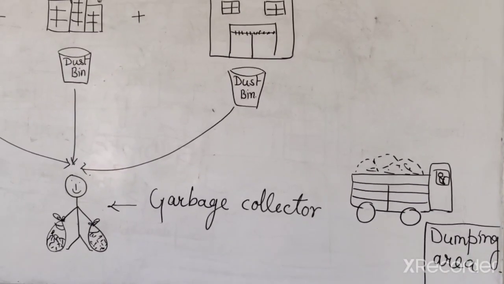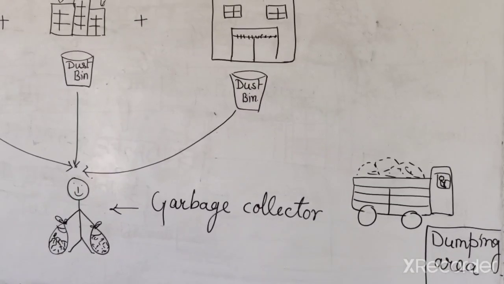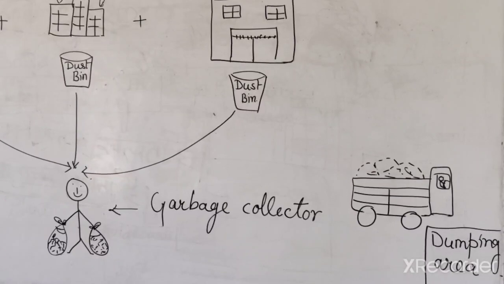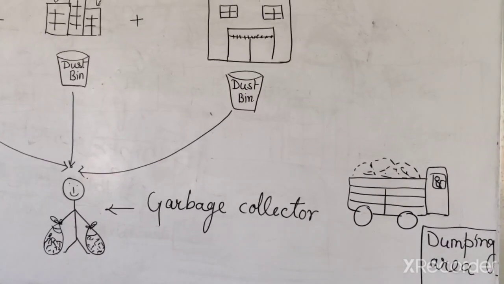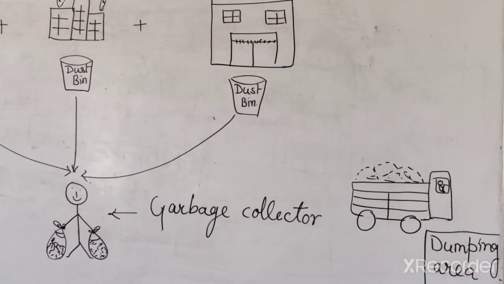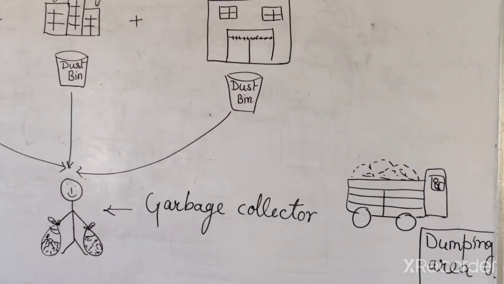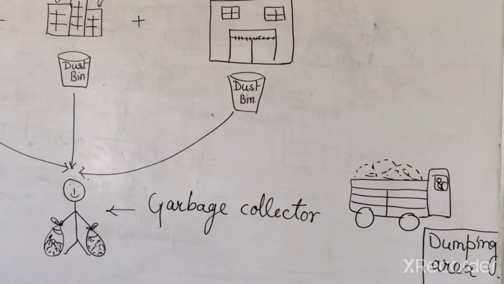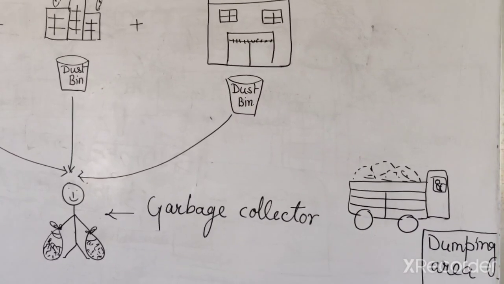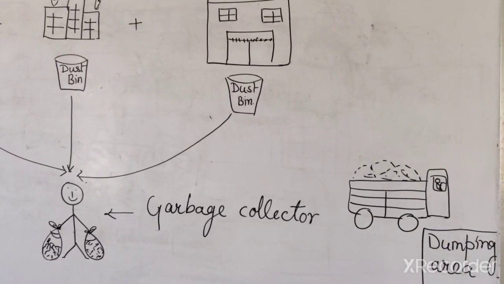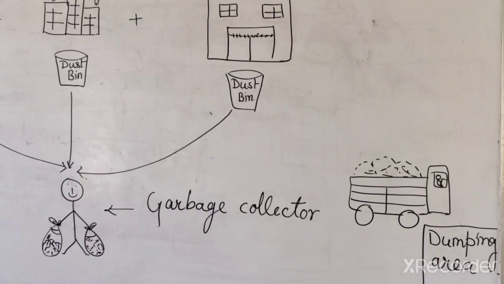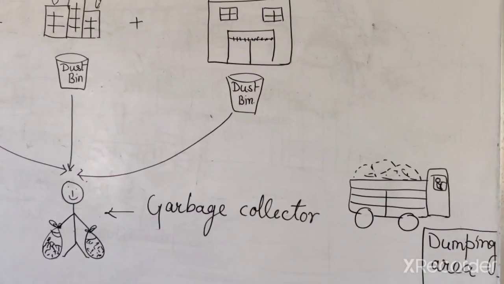It's because if you dump it inside the city, flies and other animals will scatter the garbage here and there, and it will result in the breeding of various diseases. That's why this garbage is collected by the garbage collector, then it is loaded in the trucks, and the trucks dump it in the open areas. They go and throw it in open areas, which is outside the cities.